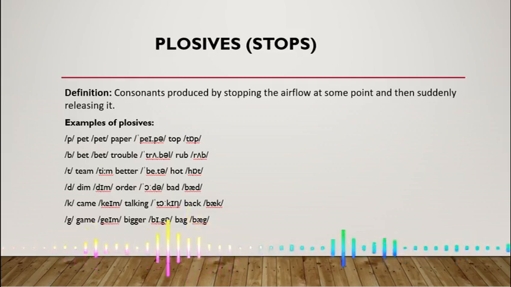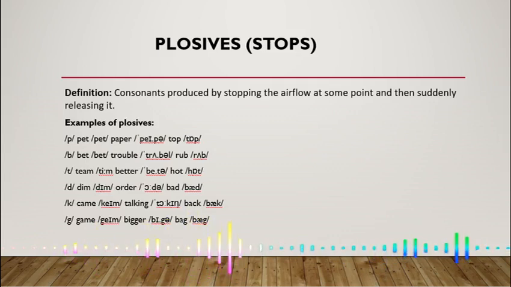So in the production of these sounds, the articulators that come together to produce these sounds are blocked or stopped, but then there is a sudden burst of sound, or a sudden explosion of air from your lungs. Let's look at examples of plosive sounds.